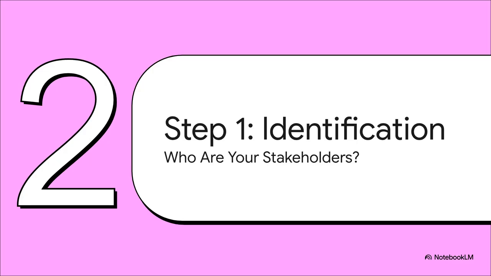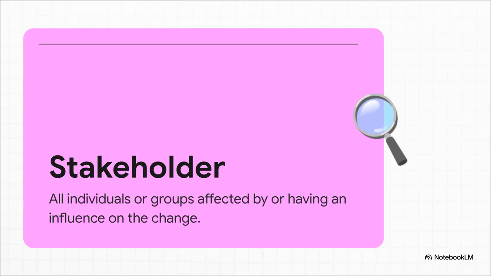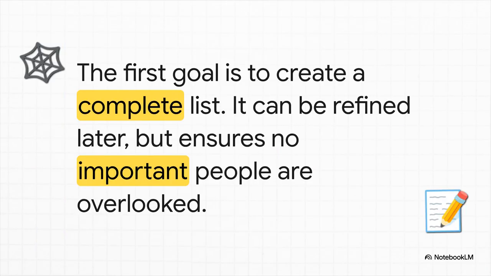Okay, so that leads us perfectly into our first step, identification. You can't manage or influence anyone if you don't even know who they are, right? So let's figure out the who. The official definition is super broad, and that's on purpose. A stakeholder is literally any individual or group who is either affected by your project or has some influence over it. We're talking everyone from the C-suite and the project sponsor all the way to the end users and even your suppliers. So the key in this first step is to just cast a really wide net.